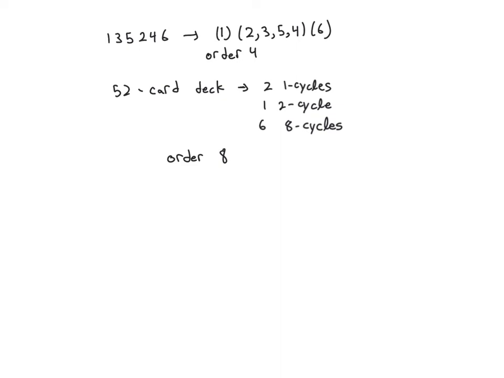And so, just to get an idea of what one of the 8-cycles looks like, let's look at 2. The second card ends up going in the 3rd slot, which ends up going to the 5th slot, which ends up going to the 9th slot, which ends up going to the 17th slot, which ends up going to the 33rd slot, which, if I remember correctly, ends up going to the 14th slot, which ends up going to the 27th slot, which ends up going back to the 2nd slot.